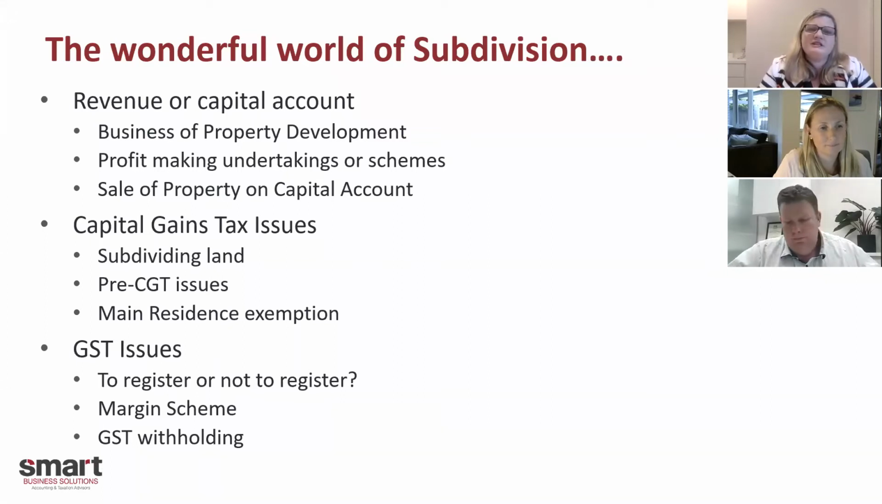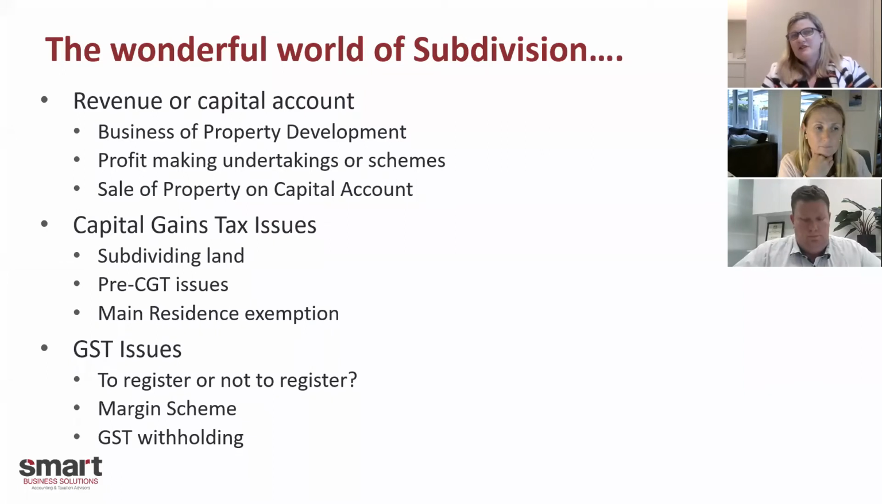So we want to go through today revenue or capital account and what that means, so when we've got a business of property development, profit-making undertakings, or whether we've just got a sale of property. I want to go through also the capital gains tax issues and what some of those points might be around subdividing land, pre-capital gains tax issues, and then main residence exemption. And then lastly, we want to go through GST issues, so whether you need to register or not, the margin scheme and the GST holding.